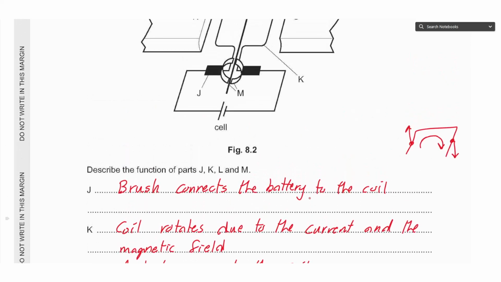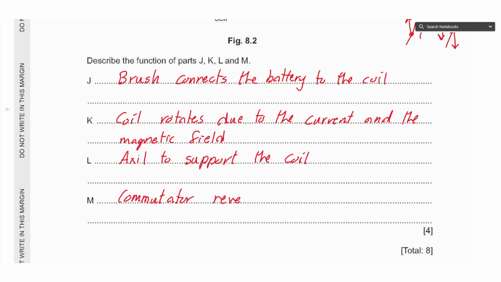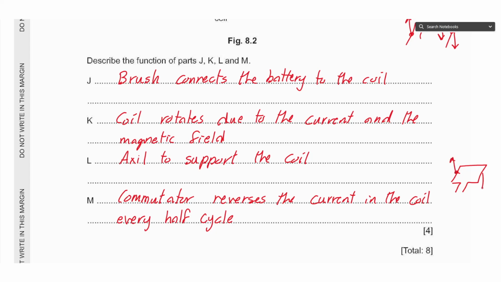And the last part, M, is a split ring or a commutator, which reverses the current in the coil every half cycle to make sure that the rotation is in the same direction, or continuous rotation. Because if the coil is flat like this, one side would be going up, the other side would be going down. That's a clockwise rotation.